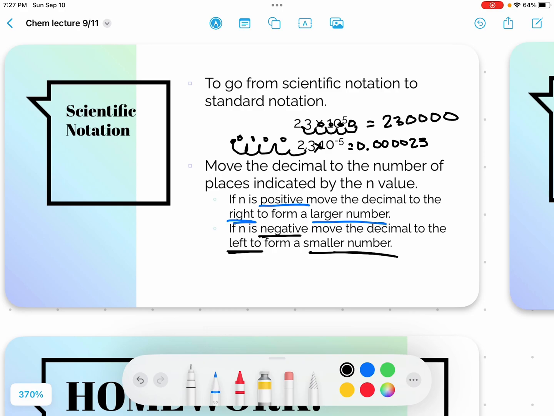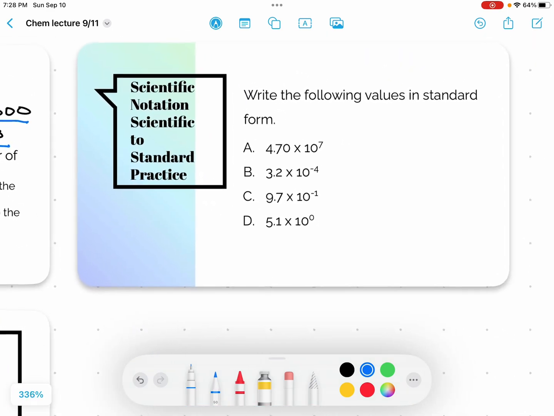We're just basically going backwards. So I like to think if it's negative, you're going to make it smaller. If it's positive, you're going to make it bigger. That's just an easy way to check. Positive exponent, bigger number. Negative exponent, smaller number. Smaller numbers are going to have the decimal point with a bunch of zeros in the front.